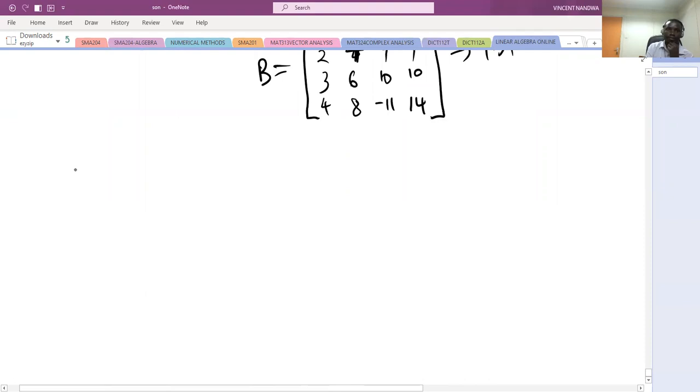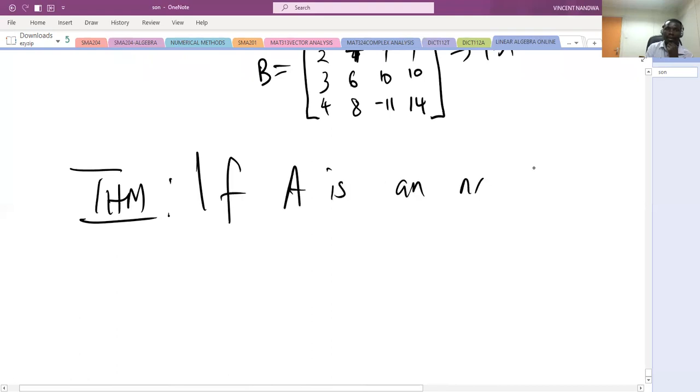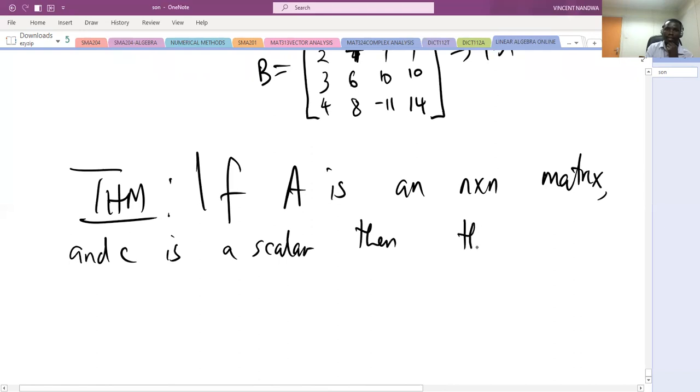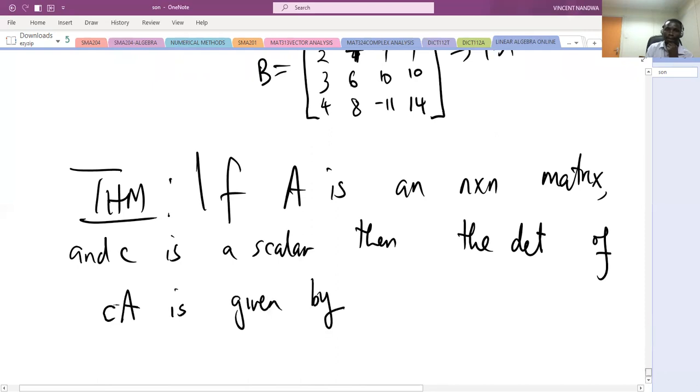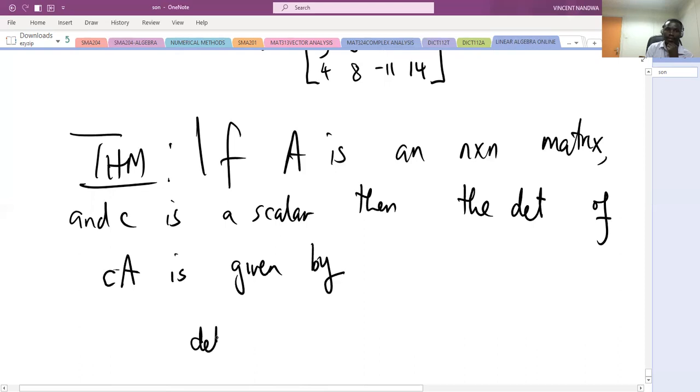And then the last theorem: if A is an n by n matrix and C is a scalar, then the determinant of CA is given by det(CA) equals C to the power n times the determinant of A.